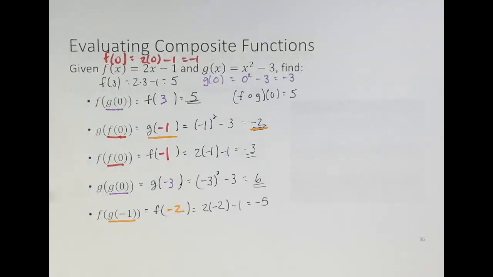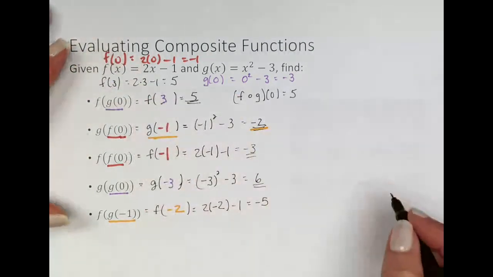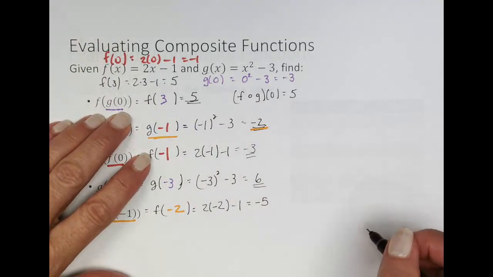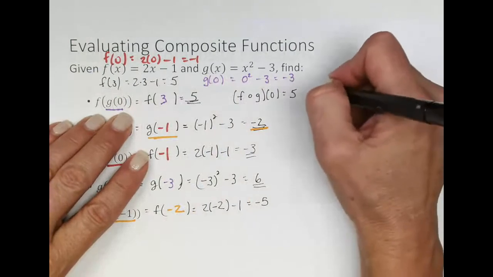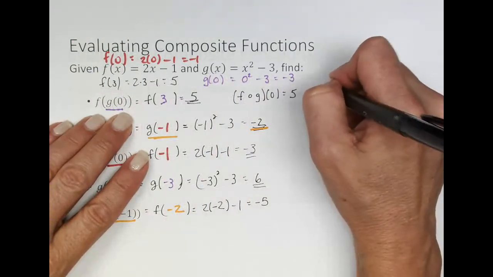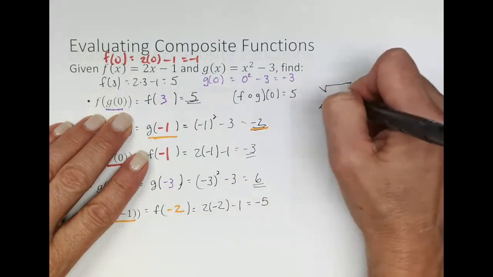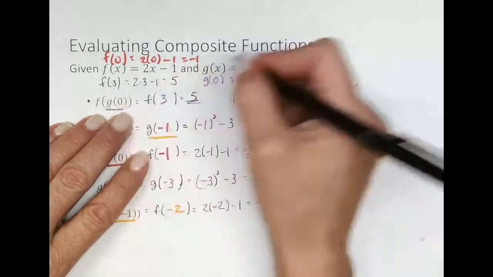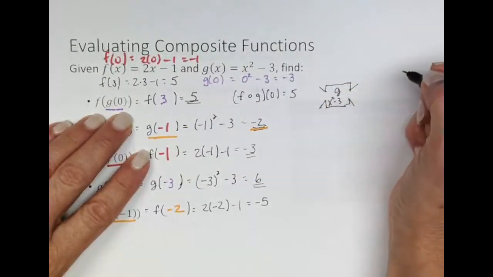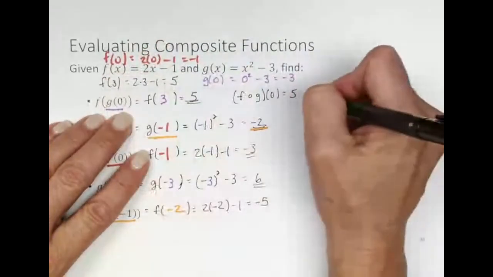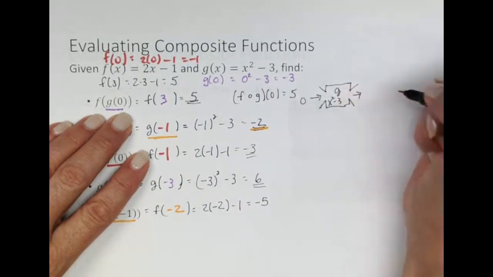If we were to draw a diagram of composite functions, it would look like this. Say we were doing f of g of 0, right? If we wanted to draw a diagram that represented f of g of 0, we would have the function g. Say g is defined as x squared minus 3, and it's going to take 0 as its input, right? So 0 feeds into g. What does it spit out?